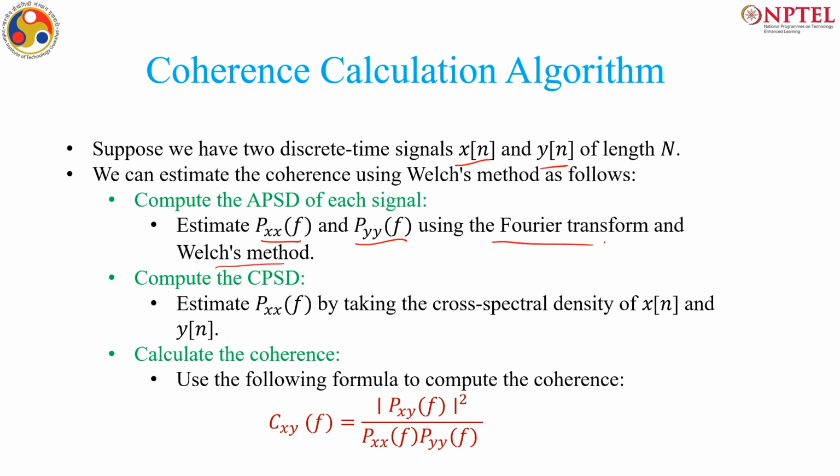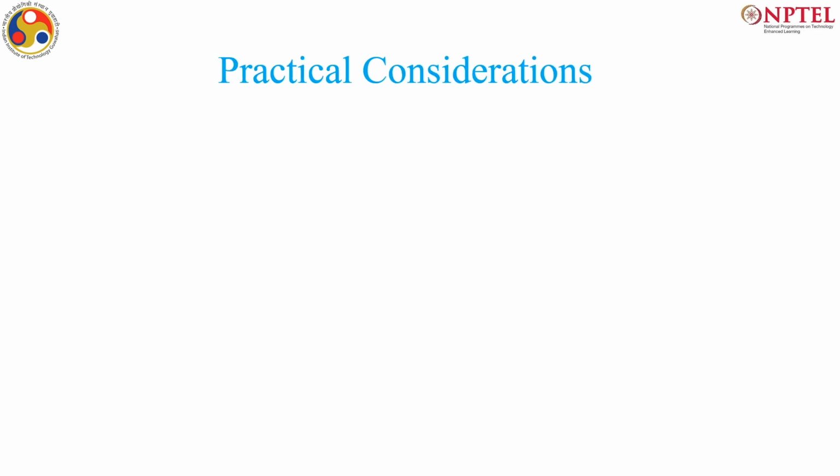So, we will use the Fourier transform and the Welch method to compute the APSD. And similarly, we will calculate the CPSD as well by taking the cross spectral density, and this is the final formula to obtain the coherence. But practically, coherence analysis is challenging in several ways, and there is still research going on to get a very good estimate.